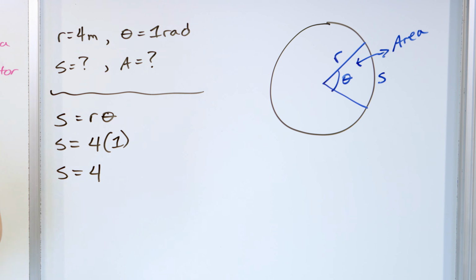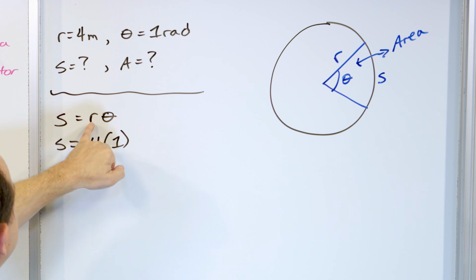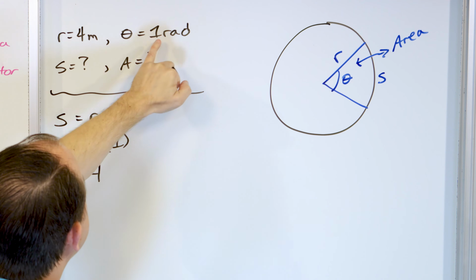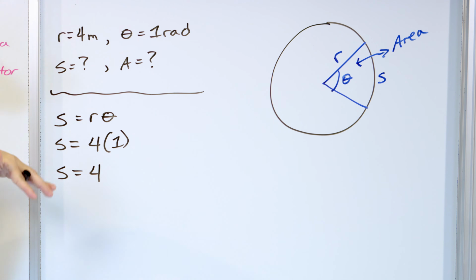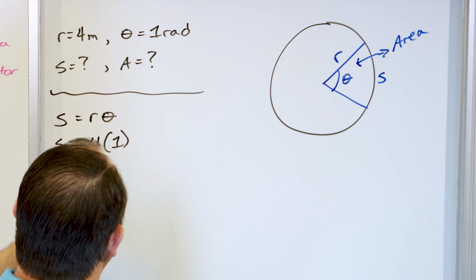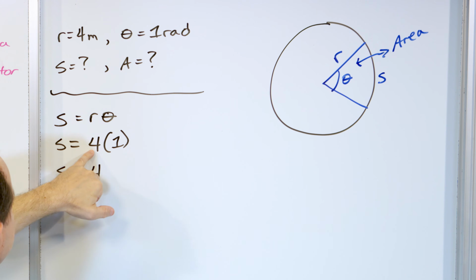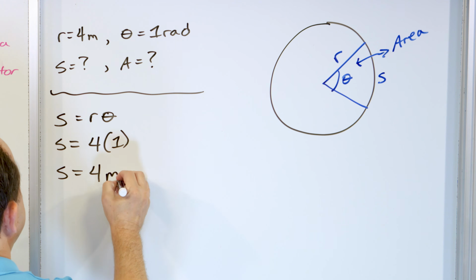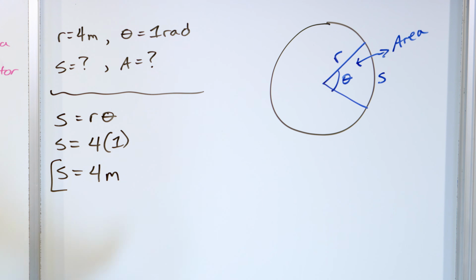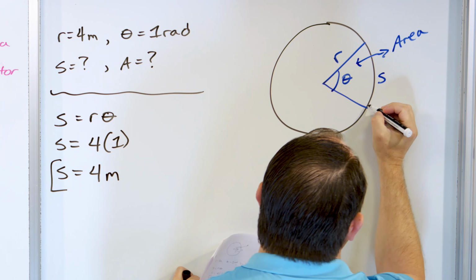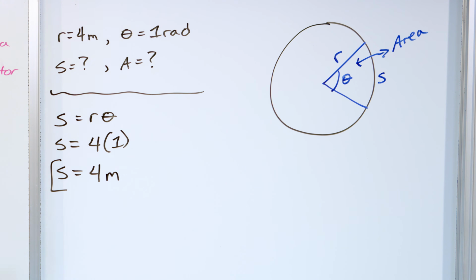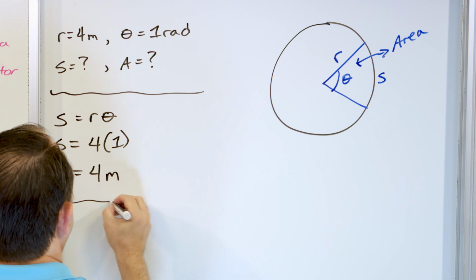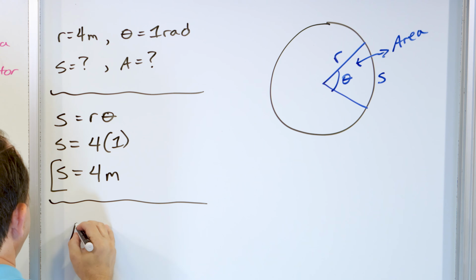Now, what units should the distance be in? Well, the radius was given in terms of meters. The radian is like its own unit. It's really sort of dimensionless. It's its own invented unit. So since you have meters for the radius, it's going to be meters for the arc length. So the arc length is 4 meters. That means the curved distance from here all the way up to here would be 4 meters. All right. Next, let's take a look at the area.